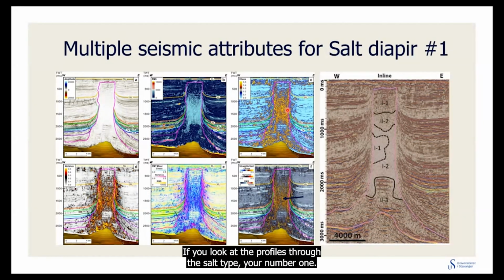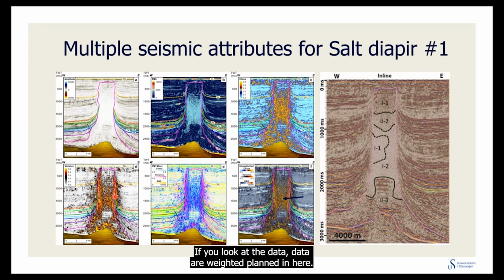If you look at the profile through salt diapir number 1, here is the original seismic profile. Now you can see inside it and also around it, you do not see much of these anomalies. But if you look at the RMS, something is happening inside here and also in the area surrounding the salt diapir here. The same, if you look at the chaos, you can still see these anomalies, and the same in the variance.